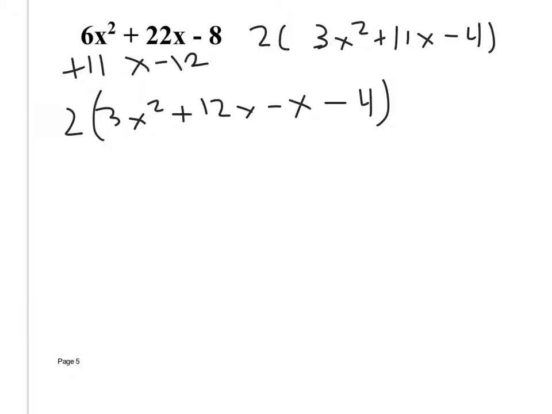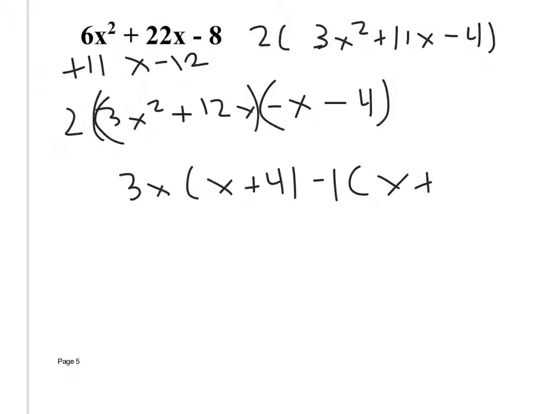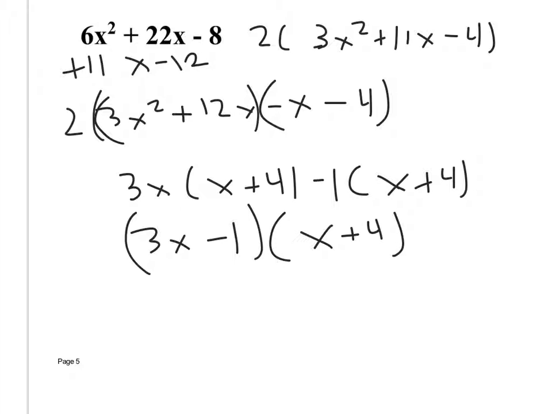Then I group those. I could take 3x out of 3x squared and 12x. So that leaves me with x plus 4. I've got to make the other one x plus 4. So I would factor negative 1 out. That leaves me with x plus 4. So I combine 3x and negative 1. Combine the x plus 4. And remember, the whole thing was times 2.